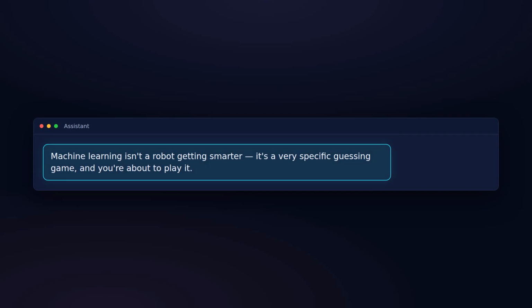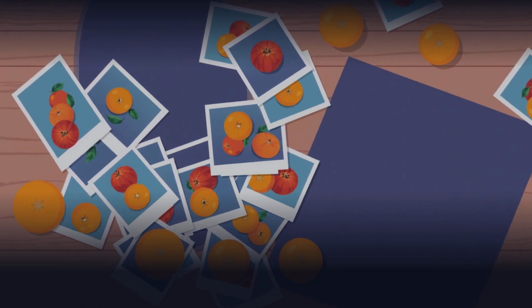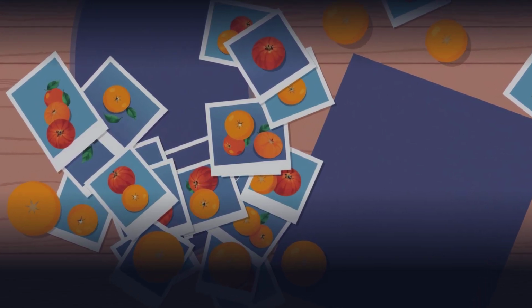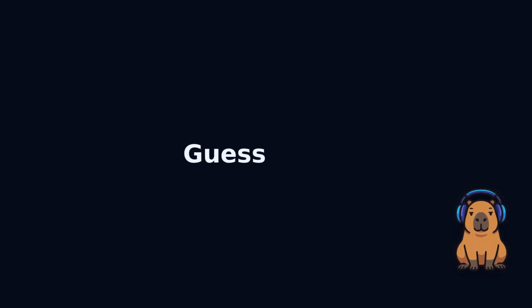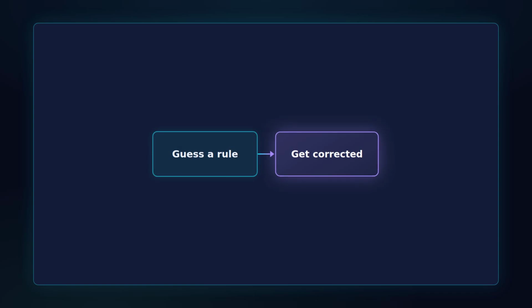Machine learning isn't a robot getting smarter. It's a very specific guessing game, and you're about to play it. Picture 10 photos on a table, 5 apples, 5 oranges, totally mixed up. I hand you the pile and ask you to sort it, but I never tell you the rule. So you guess, round and red goes left, round and orange goes right. I check your piles and flip one photo back.